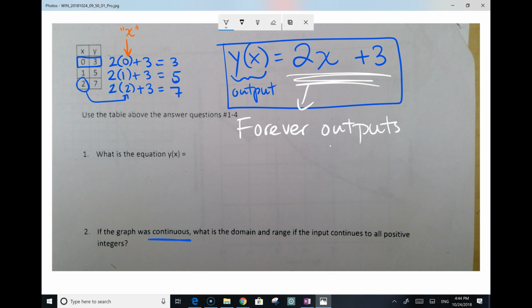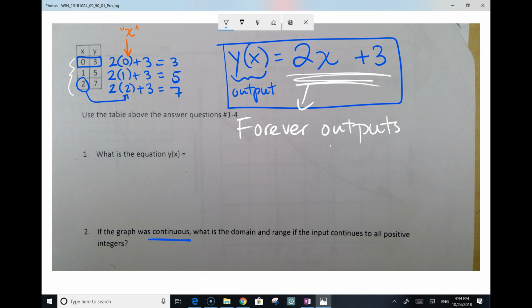If I put in input after input after input, I would just get outputs forever. So it's asking, what is the domain and range? Well, we also have to consider that this graph is starting at an input of 0. Although this function could handle negative values, we don't have enough information to know if we should consider negative inputs. So I'm going to go with the premise that our inputs have to be whole numbers only, okay? Because we're starting with 0 and then getting more positive from there.